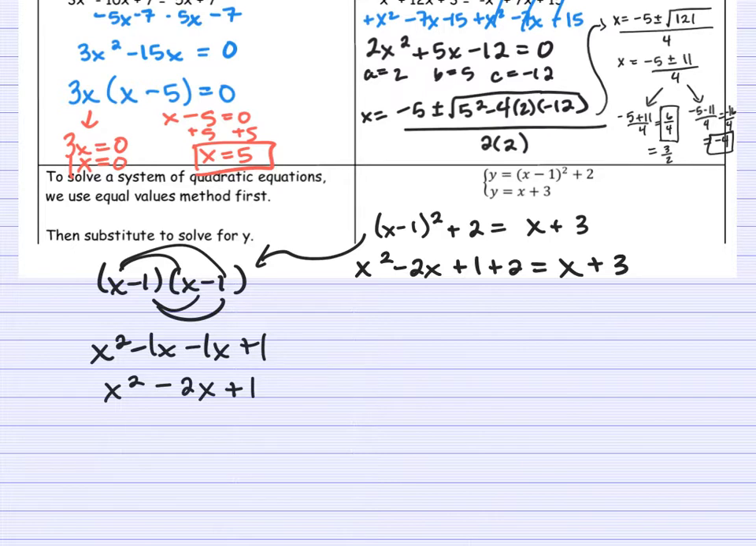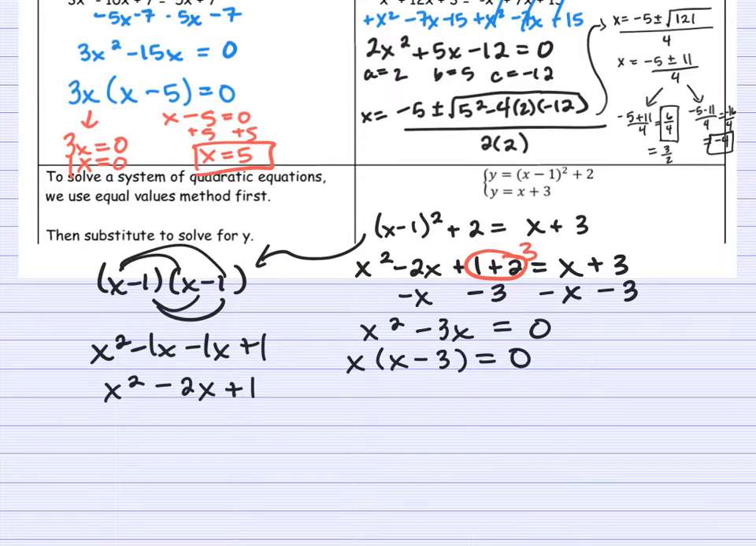I need everything to equal 0, so I'm going to subtract some stuff here. So minus x, minus 3, and minus 3. This part right here gives me 3 when I simplify it. So I'm left with x squared minus 3x. 3 minus 3 gives me 0, so that all equals 0. I'm going to use greatest common factor again, factor out an x. I'm left with x minus 3 equals 0. Split this off using zero product property. X equals 0. X minus 3 equals 0, so x equals a positive 3.